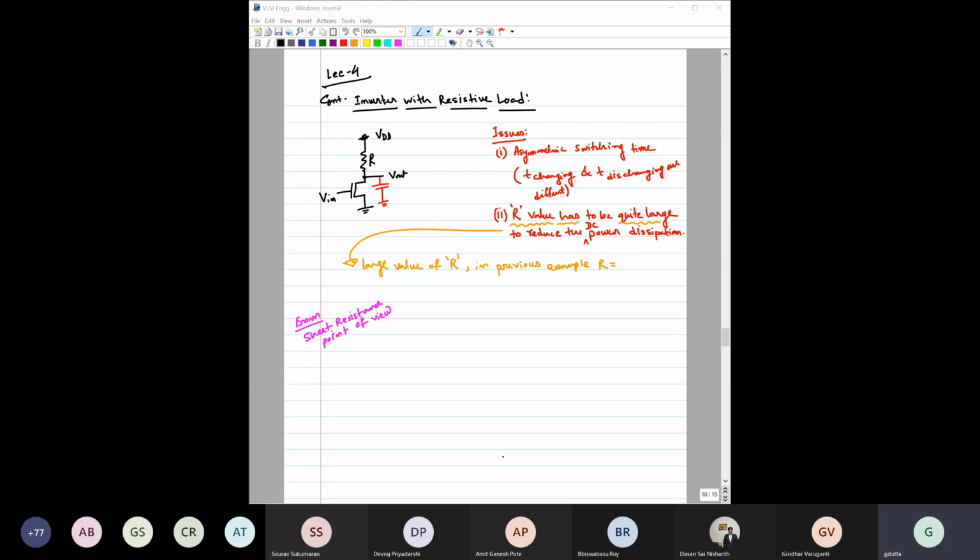So, good morning once again to all of you. Today is our lecture 4, the fourth lecture. In this class, we are continuing our discussion on this inverter, and we have started our discussion with a basic resistive load inverter, right?